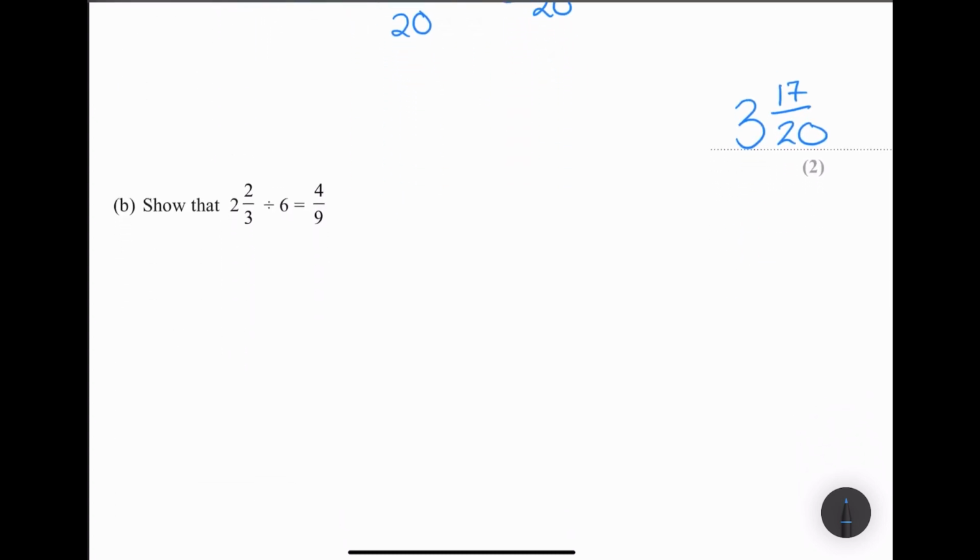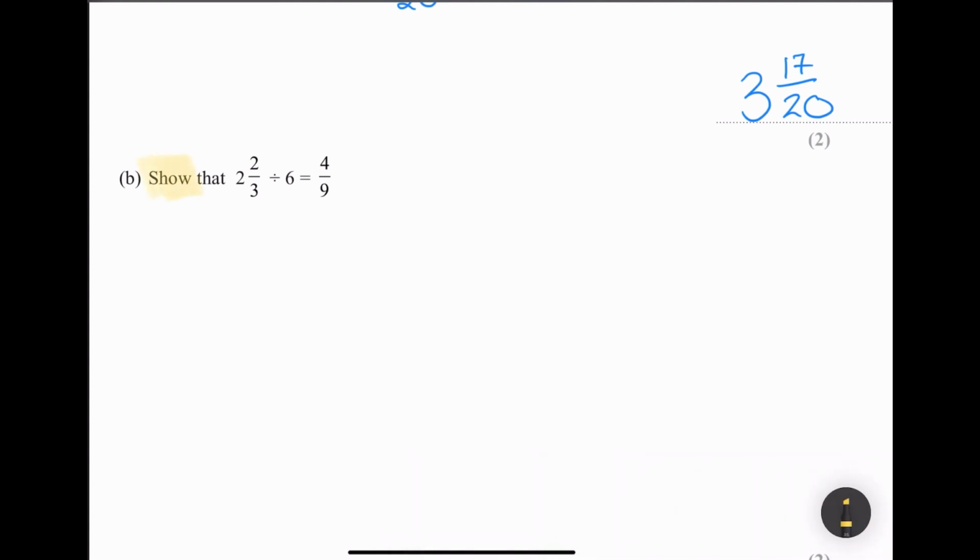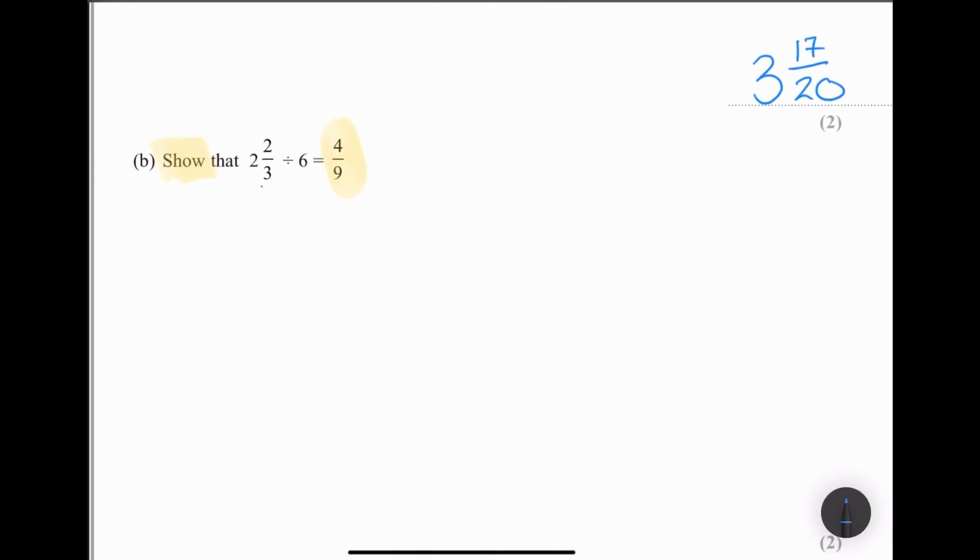Right, 2B, that is a show question. Okay, so they've given me the answer, which means I've got to get there. So again, I've got a mixed number, so let's change that. 3 times 2 is 6, plus the 2 gives me 8 over 3, or 8/3. That is divided by 6, right?